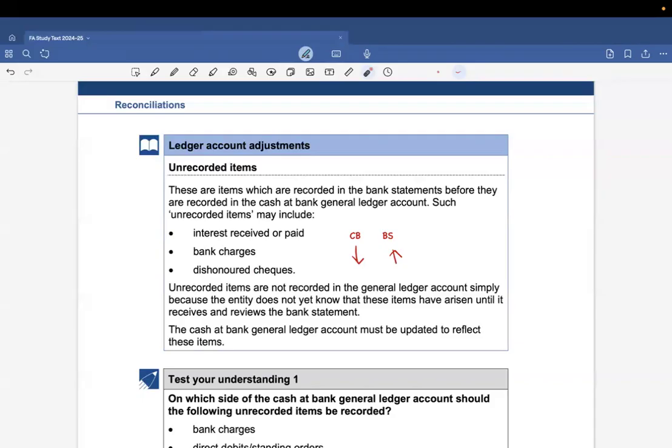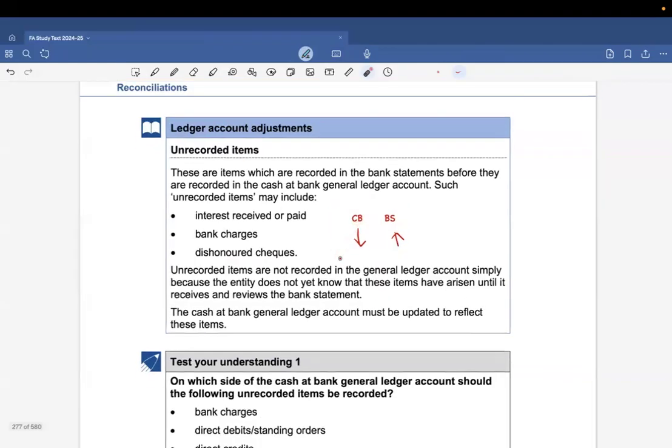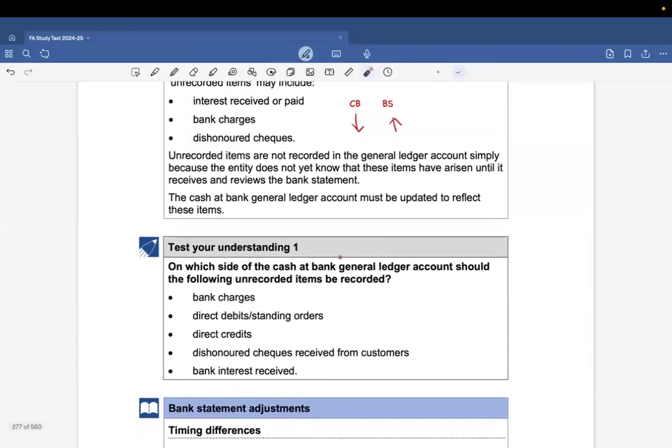Sometimes you might have deposited a check in your bank account. When the check came in, you entered it on the debit side of the bank. But later you came to know that the check was dishonored. So you will reverse your item. Understood? Clear?